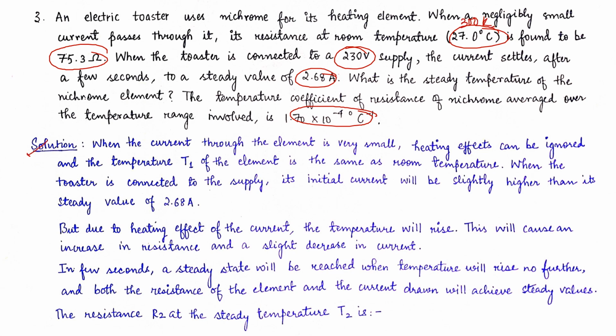Now we'll see the solution. When the current through the element is very small, heating effects can be ignored and the temperature T1 of the element is the same as the room temperature. When the toaster is connected to the supply, its initial current will be slightly higher than the steady value of 2.68, because the current initially fluctuates.